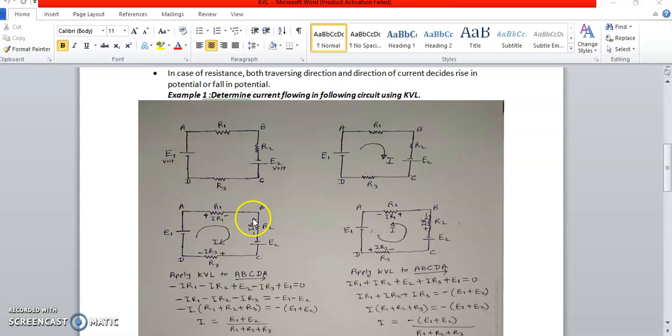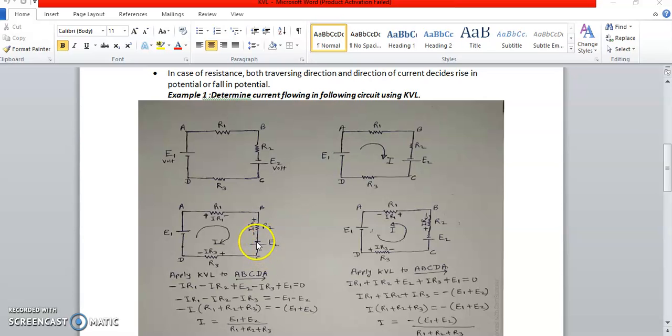So A to B there is resistance R1 and current is flowing from A to B. Therefore this terminal is positive and this terminal is negative. Therefore there will be a fall in potential and it will be represented as minus I into R1. Similarly from B to C there is fall in potential across resistance R2 and it will be represented as minus I into R2. Similarly from B to C there is a source of EMF, and we know a source of EMF is independent of direction of current.